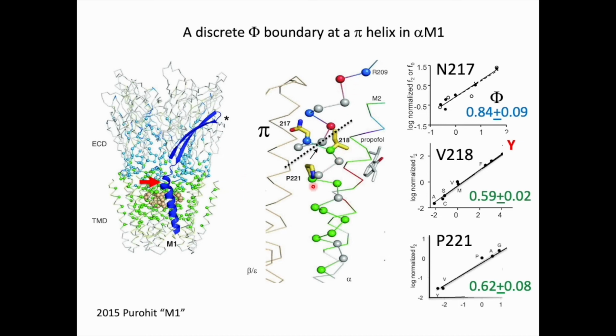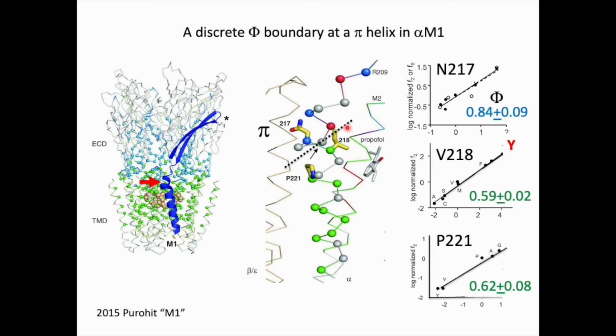There is a conserved proline in this M1 helix, which changes the hydrogen bond backbone of the protein and causes the formation of a pi helix in this region between 217 and 221. And if we measure phi values, you can see here on the left that the extracellular domain is blue and the transmembrane domain is green, mainly 0.8 and 0.6. And this brown area represents the gate region in the background.